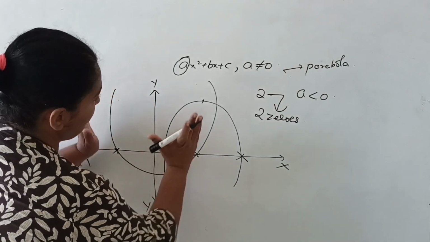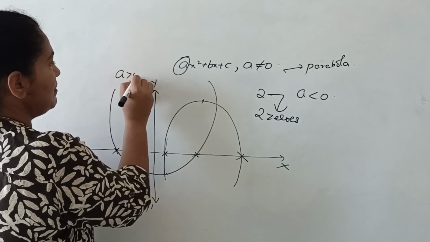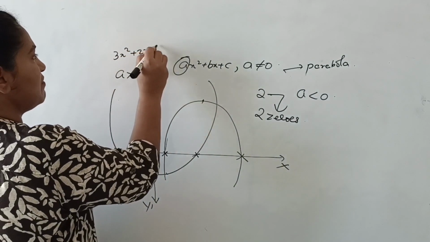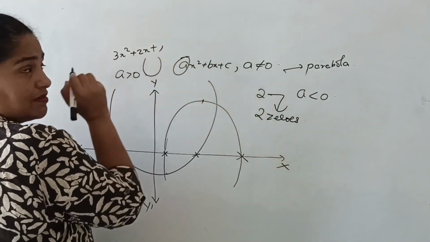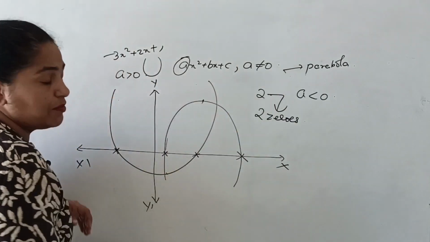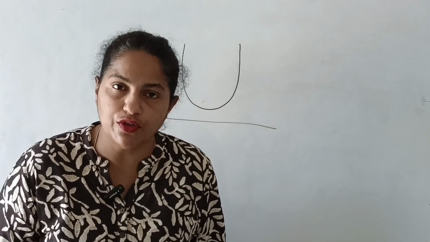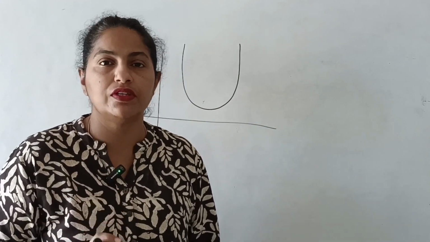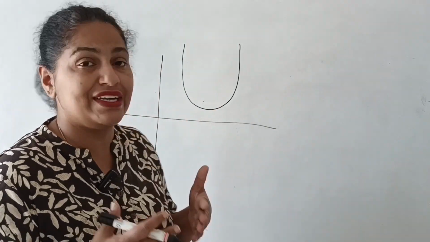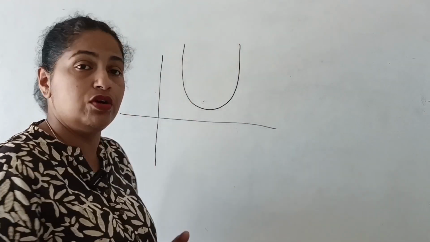Fine. This parabola is opening upwards, which means in this case, the value of a will be greater than 0. For example, 3x square plus 2x plus 1, the parabola will be like this. But minus 3x square plus 2x plus 1, the parabola will be like this. Clear? Suppose somebody gave you a random polynomial and asked you to plot the graph, and when you plot the graph and you need to find the zero, you suddenly see that the parabola is not touching the x-axis at all. Before crossing the x-axis, the parabola has turned and gone upwards.